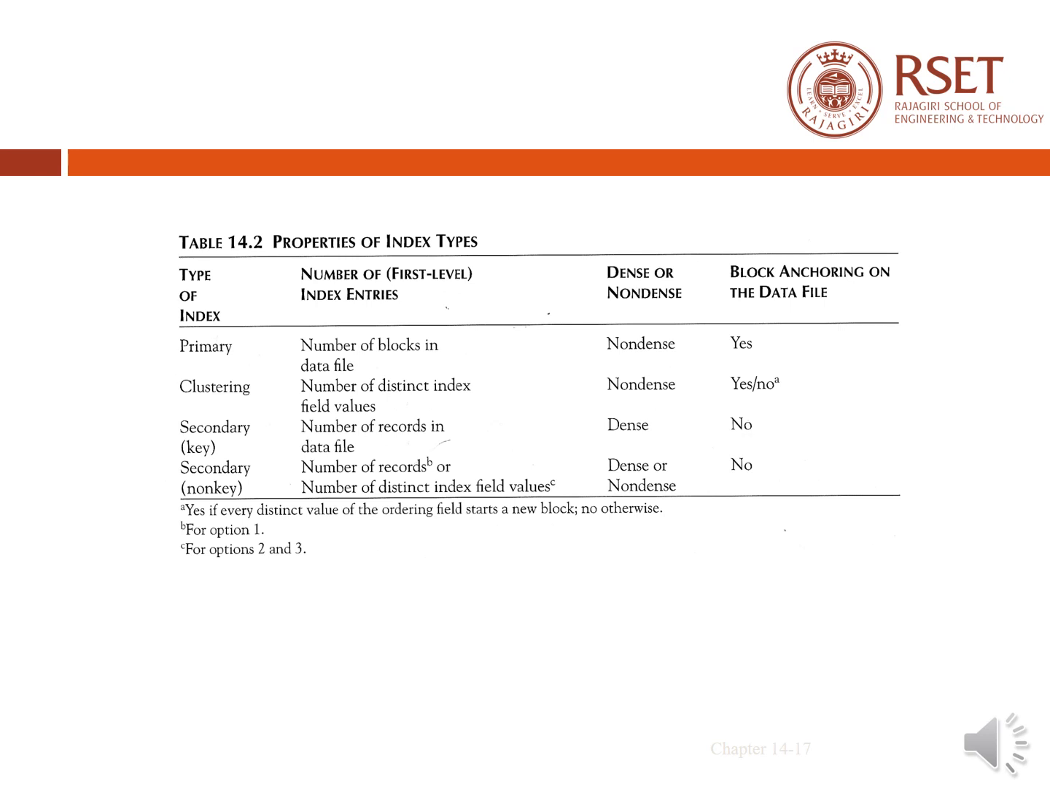Secondary can be of two types, key value as well as non-key value. If it is a key value, for each record there will be an index entry, so that will be dense. Secondary non-key value means for a single entry there will be duplication of that one. So depending on it, there may be a number of records or a number of distinct index field values. So it can be dense or non-dense.